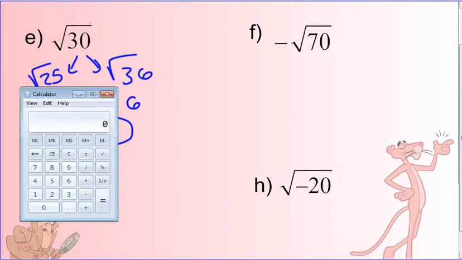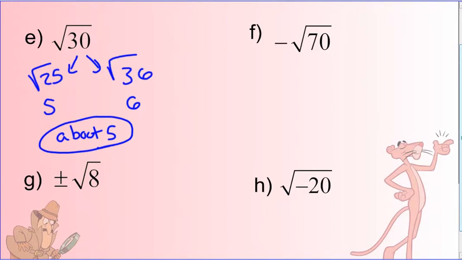Here, I pulled up a calculator. I'm curious what this would actually be. So 30 square root, 5.47. So it's a little bit closer to 5 than 6. But if you put 5.5, that would be horribly wrong.